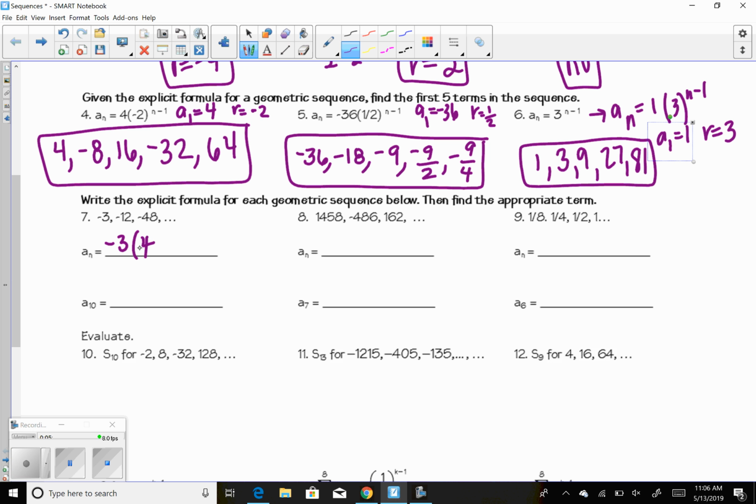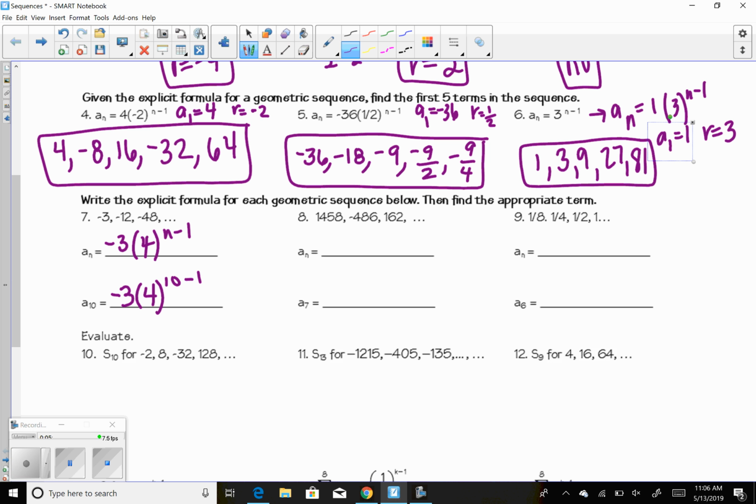So 3 times 4 to the n minus 1 power. There's your explicit formula. Okay, then it asks you to find the appropriate term. So this one says to find the 10th term. What that means is to plug in a 10 for n. So you get -3 times 4 to the 10 minus 1 power.